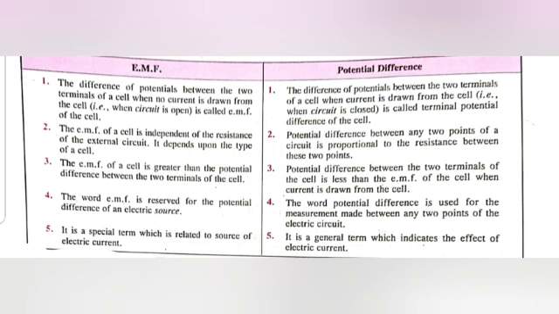Fourth point is, the word EMF is reserved for the potential difference of the electric source, or in other words we can say that it is the property of the source. EMF is the property of the source, while in case of potential difference we can say that it is the property of the terminals. Now the fifth point: EMF is a special term which is related to the source of the electric current, which I have already discussed in the previous point. And in case of potential difference, it is a general term which indicates the effect of electric current.